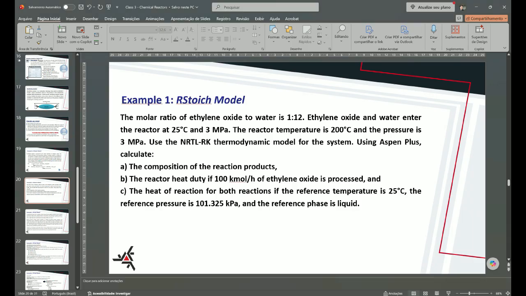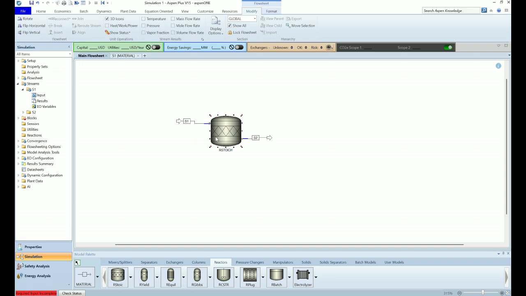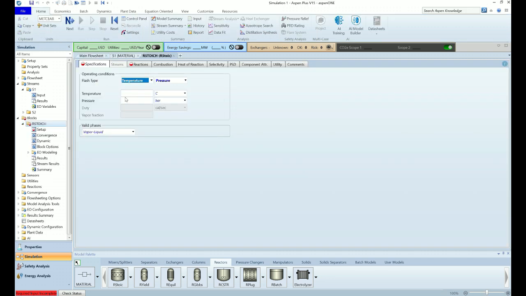The ratio between ethylene oxide and water is 1 to 12. So if you have 100 kilomoles per hour of ethylene oxide, you have 1,200 kilomoles per hour of water. Okay, so let's select and define that based on the molar flow. For the ethylene oxide 100, and for water 1,200. So we define here the conditions for the feed stream.